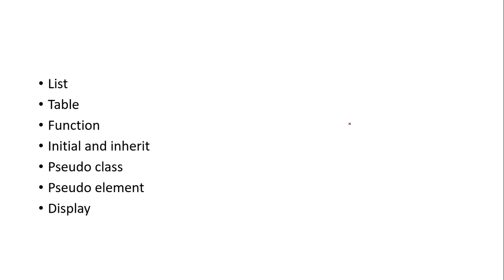And also we have talked about the display property, like one is block level and another one is inline. Another one is position. We have talked about static, relative, absolute, and then the fixed position. After that, float and clear property, like float left, float right, and the clear property. So we have talked in detail about it.